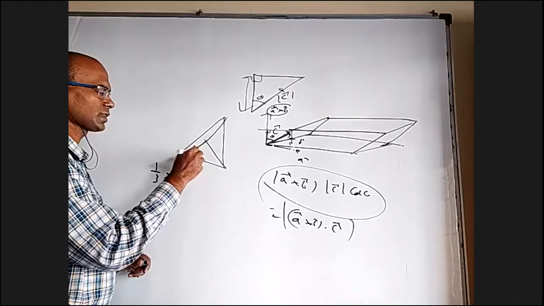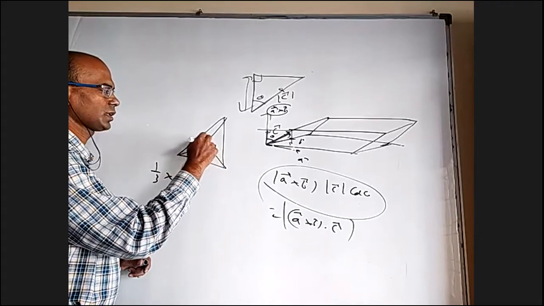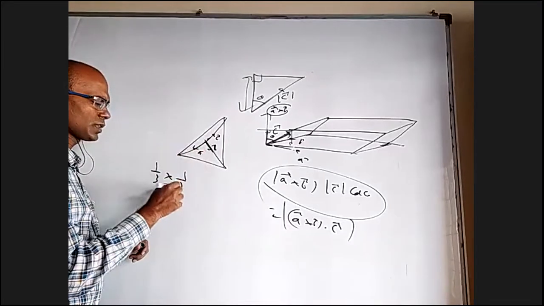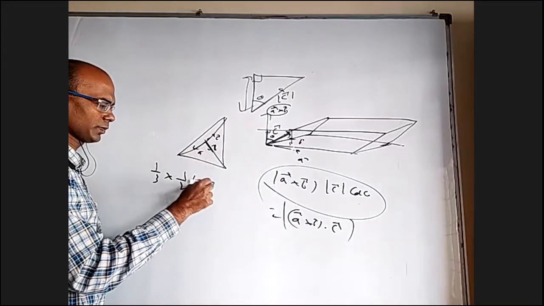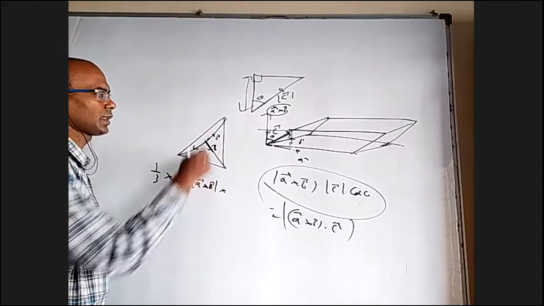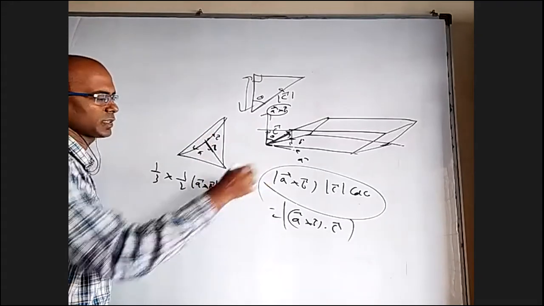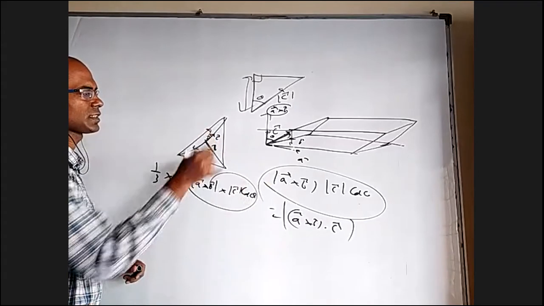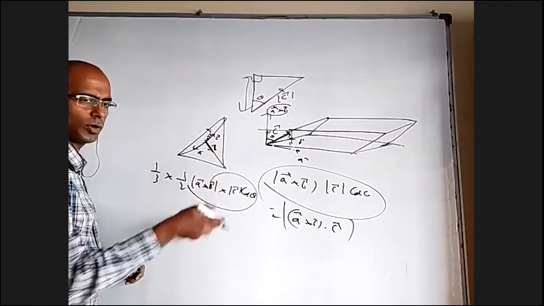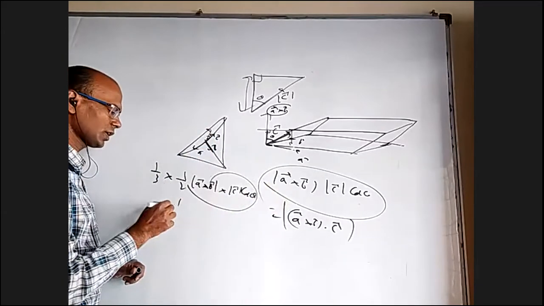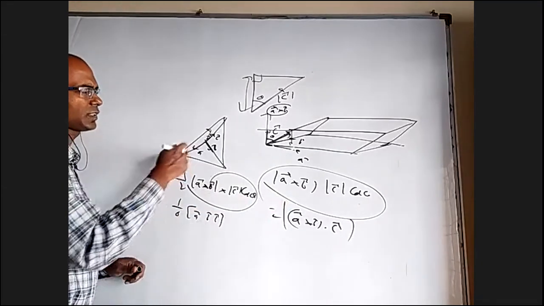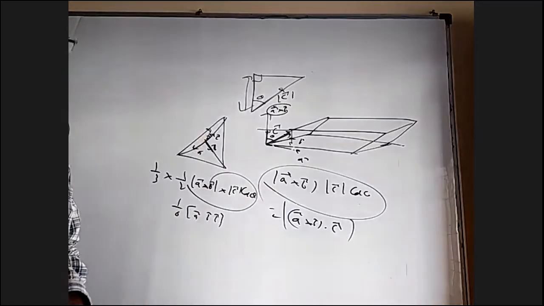If I take this as A bar and this as B bar and this as C bar, the base is a triangle whose area is half mod A cross B. And the height is again the same as before, mod C bar cos theta. Again A cross B is like this, this is theta, and this will become box ABC again. You'll get 1/6 box ABC. The volume of a tetrahedron with three co-terminal edges A, B, C is this.